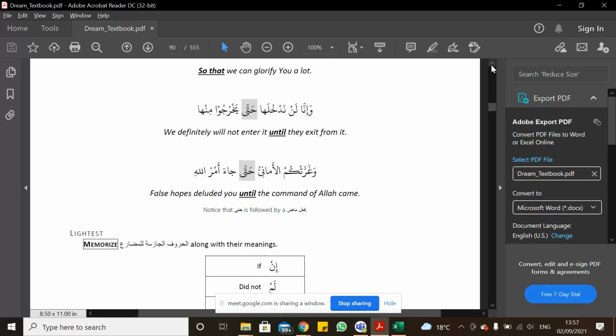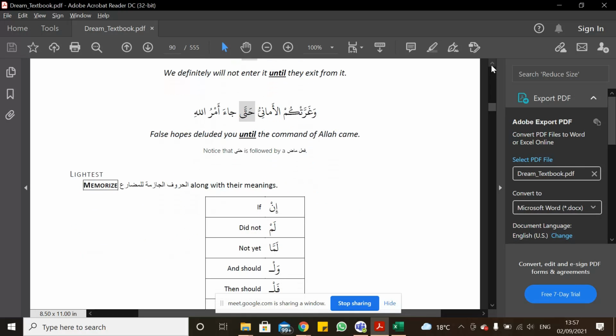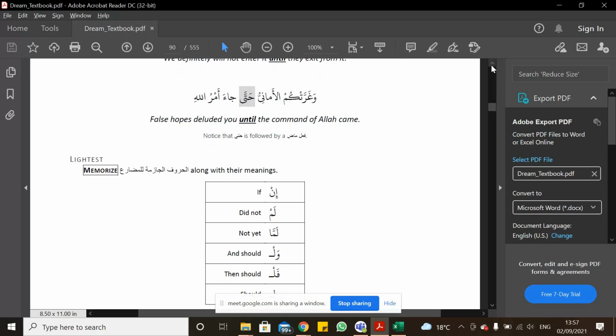Okay, that's very good. So we are ending here with the study of the light harf today. Inshallah, on Tuesday we will start the lightest haroof. So let me end the class.